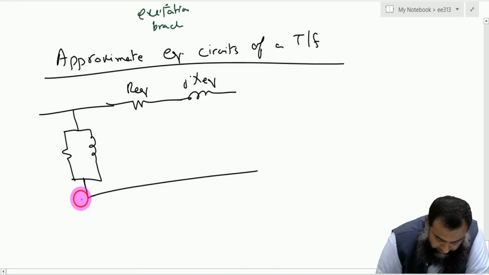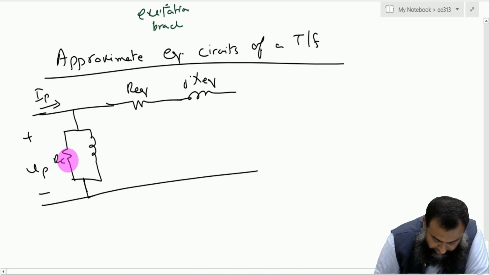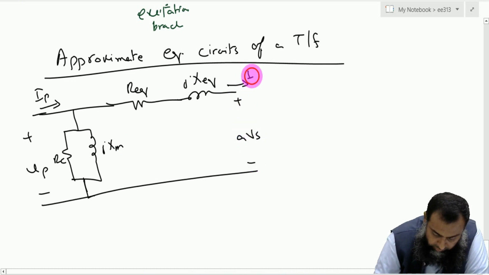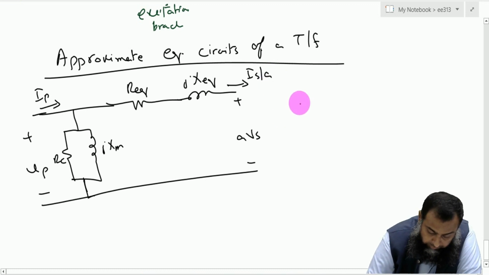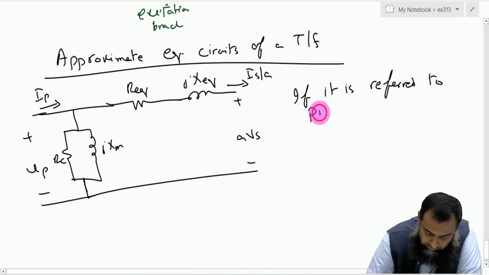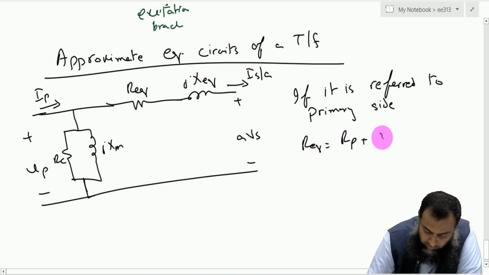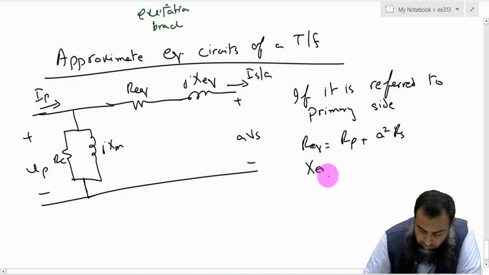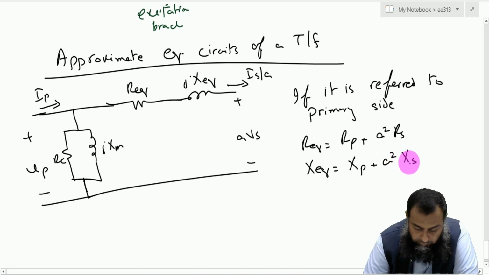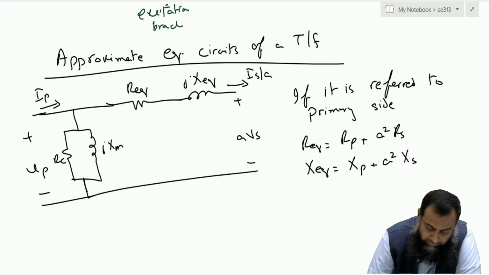So if the circuit is referred on the primary side, then this is VP and this is IP, RC, jXM. Then we have this equals to a times VS, and here we have IS over a, right? So if it is referred to the primary side of a transformer, then this R equivalent is equal to RP plus a square into RS, and this X equivalent is equal to XP plus a square into XS, right?